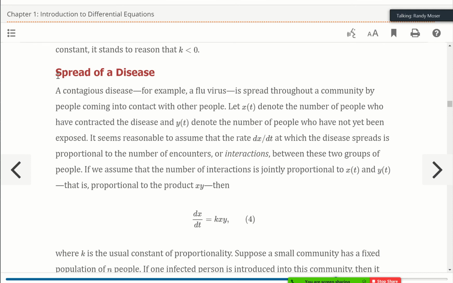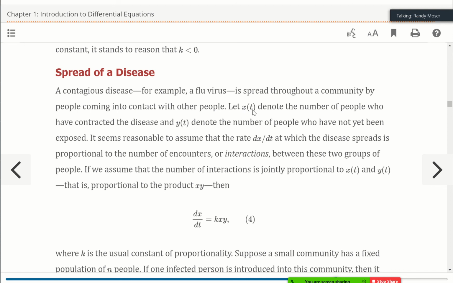One that you're definitely going to see in the homework is the spread of disease. Kind of fitting, I guess, with the COVID-19 scenario we have going on right now. But whether it's the flu or COVID or whatever, let x of t be the number of people who have contracted the disease, and let y of t be the number of people who have not yet been exposed. So in this differential equation we're about to write down, the actual function of interest is x of t. We want to know how many people actually have this disease, and how the rate of those people is going to change with respect to time.